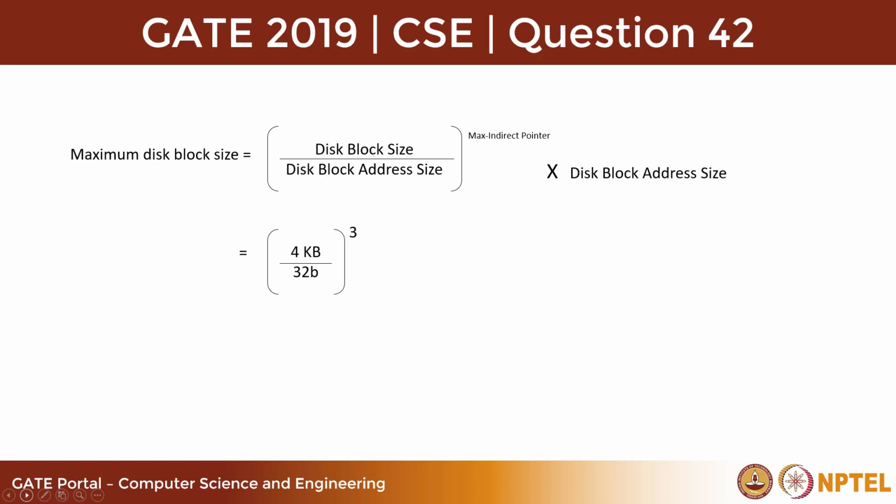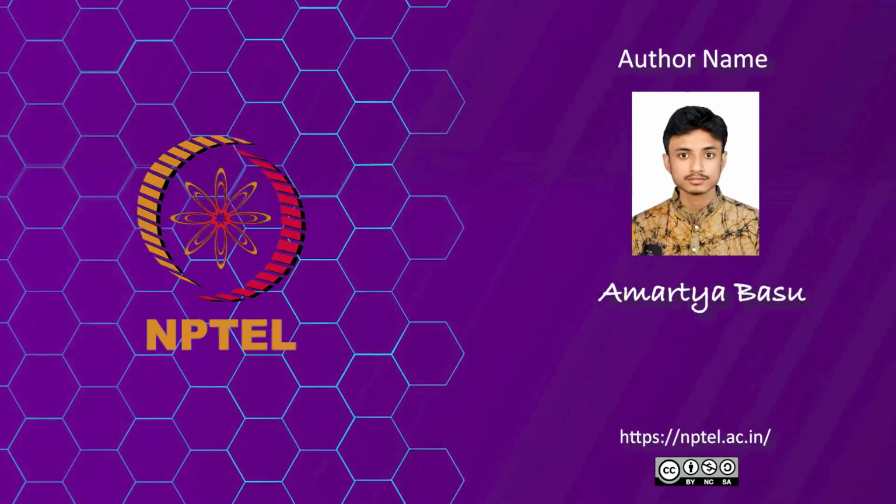Here it is written that the disk block size is 4 kilobytes, the disk block address size is 32 bits, and the maximum indirect pointer is 3, and the disk block size again is 4 KB. So we just have to solve this equation and we will get the answer as 4 GB. So this is a numerical type question, hence the answer to this question will be 4 GB. Thank you.